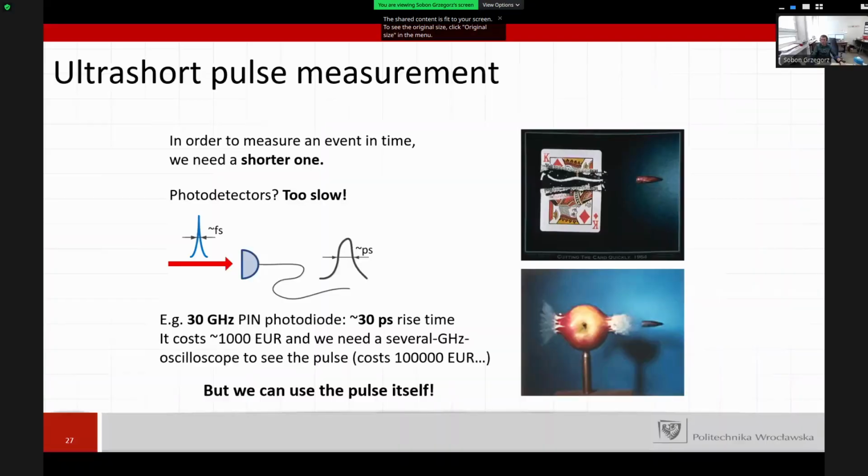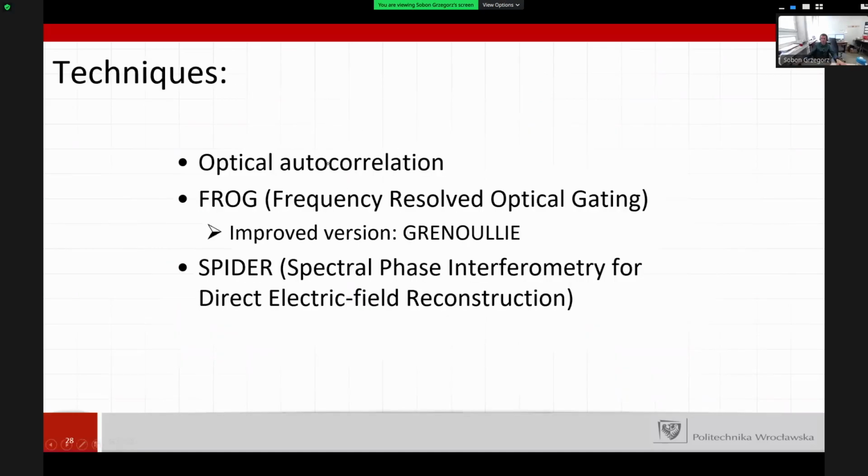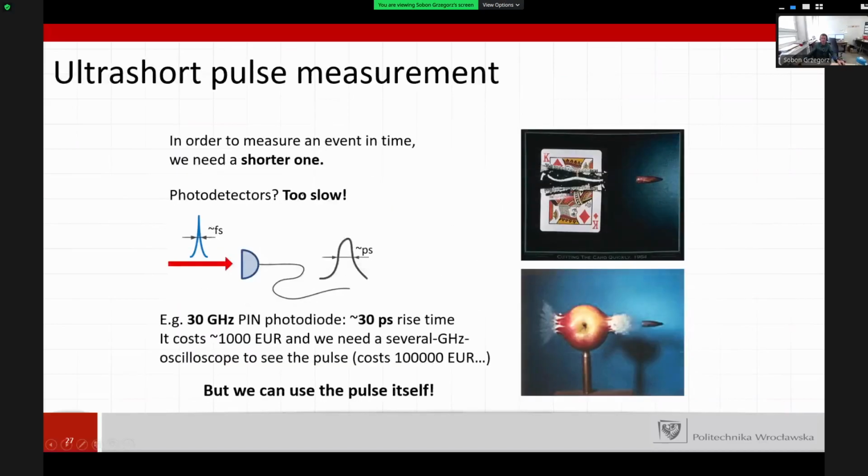So in the, let's say, not optimum, but the minimum required resolution, or my measurement resolution, is having exactly the same duration of my reference. So in case of lasers and measuring laser pulses, we can use the pulse itself to measure itself, and this is so-called autocorrelation. Why do we do that?